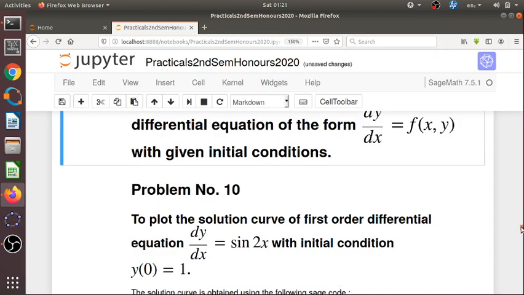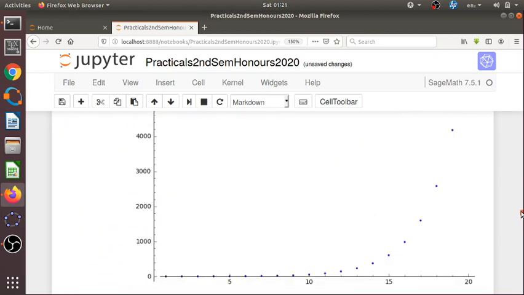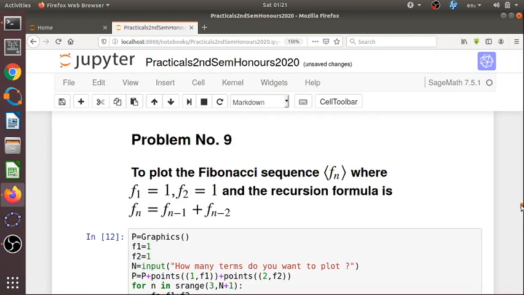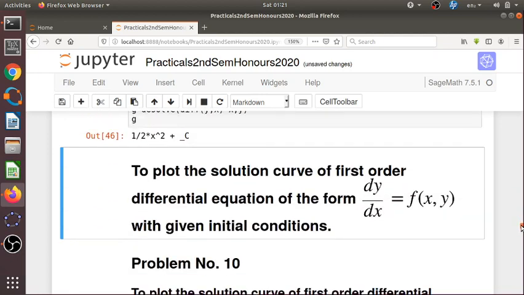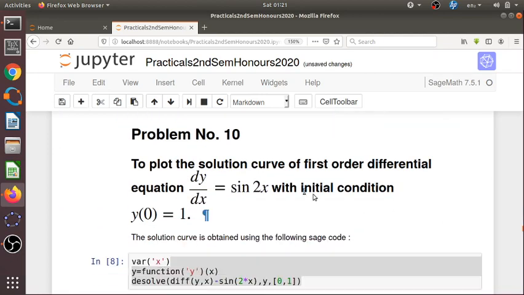We continue from the earlier class. In the earlier class, we had done up to problem number 9. Okay, so it's problem number 10 now. To plot the solution curve of the first order differential equation dy/dx equal to sine twice x with given initial condition. So what is the initial condition? y of 0 is 1. Okay, so the value of y is 1 when x is 0.